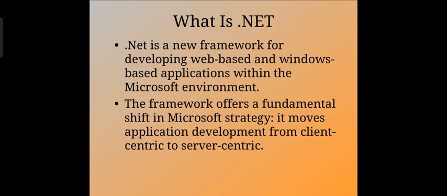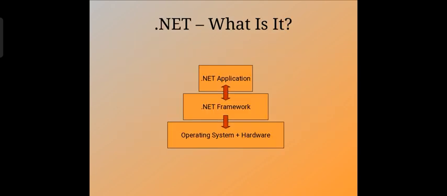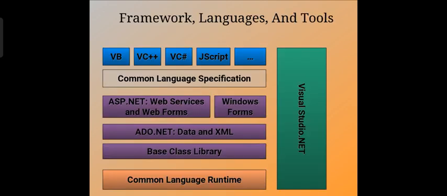So what is meant by .NET? It is a framework for developing web-based applications and Windows-based applications through the Microsoft environment, and it offers fundamental concepts in Microsoft strategy, and it also moves the application development from client to server. So how is it working? .NET application and .NET framework work in combination with the operating system plus hardware. This is the architecture of .NET.